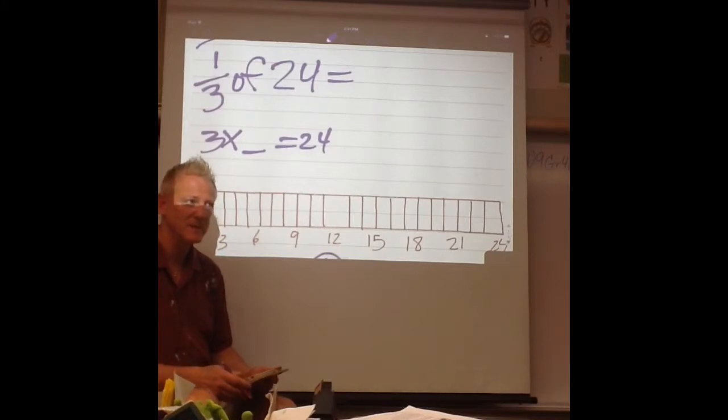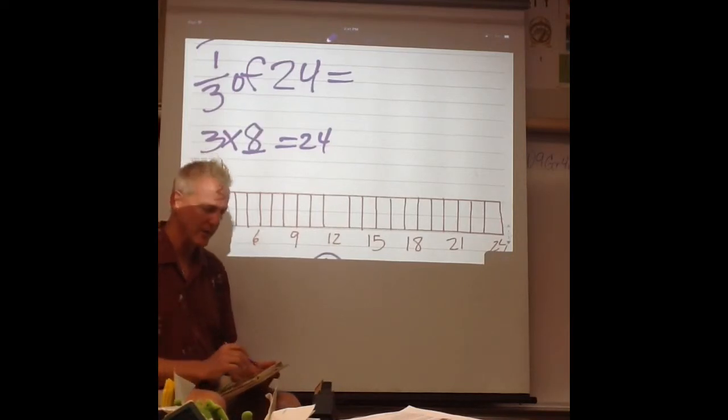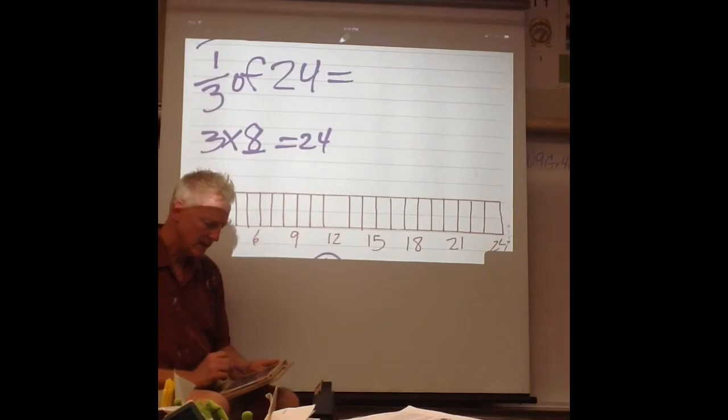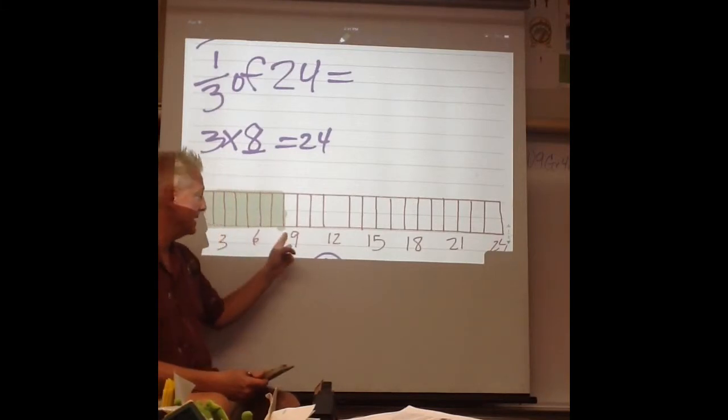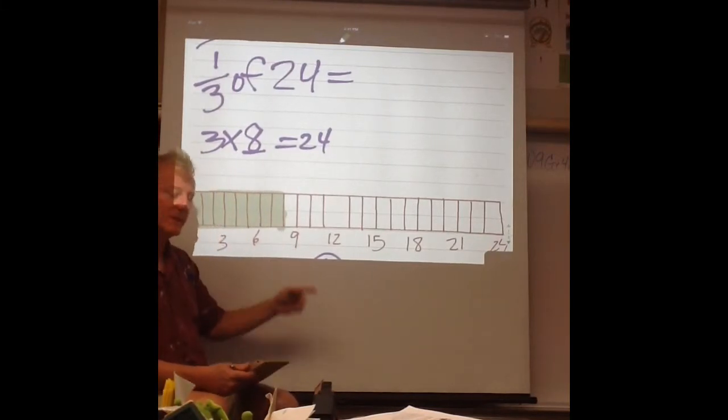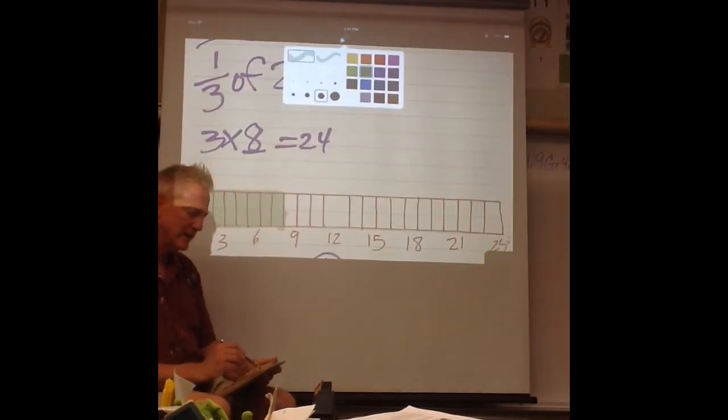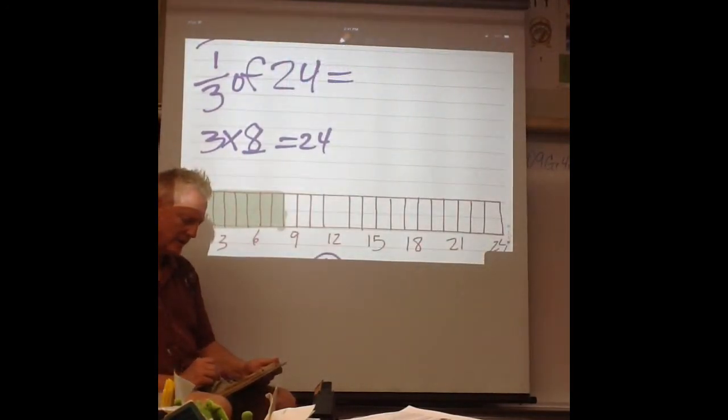Well, 3 times 7 is 21, right? So 3 times 8 is what? 24, right? Let's see if we get it right with our drawing, okay? So let's go ahead and color all the way over to the 8. Do you see it's the 8 right here? Not the 9, but the 8. I'll change colors now, okay? And I'll do another 8.